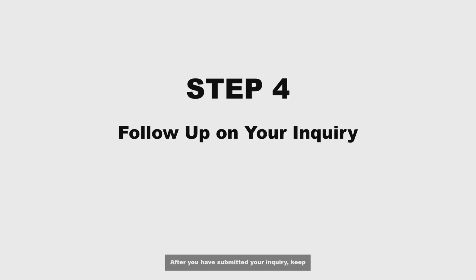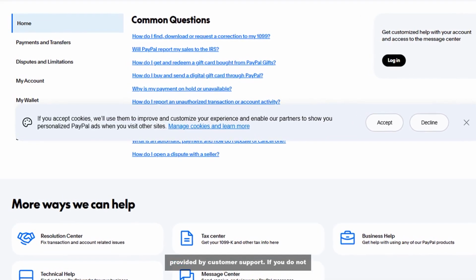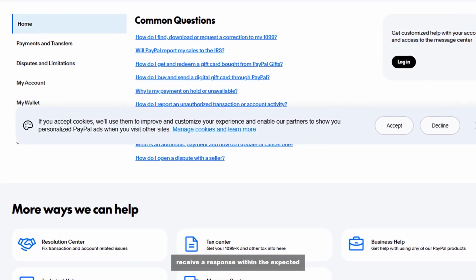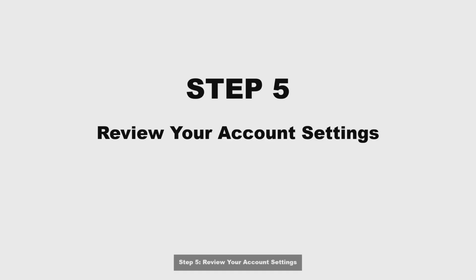Step 4. Follow up on your inquiry. After you have submitted your inquiry, keep track of any reference numbers or case ID provided by customer support. If you do not receive a response within the expected time frame, follow up to ensure your issue is being addressed.